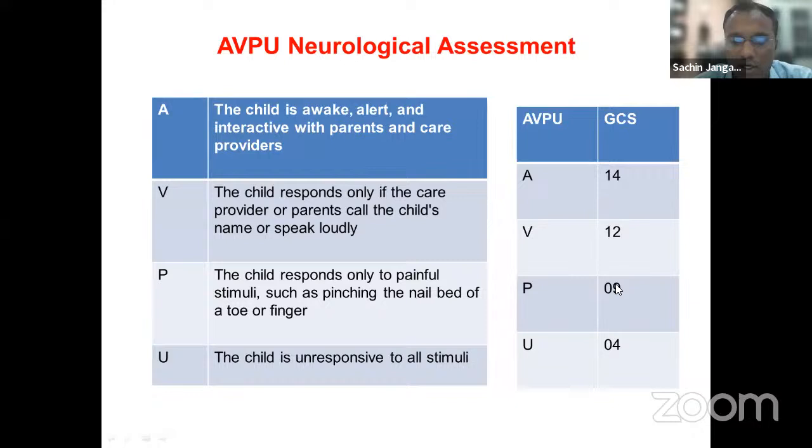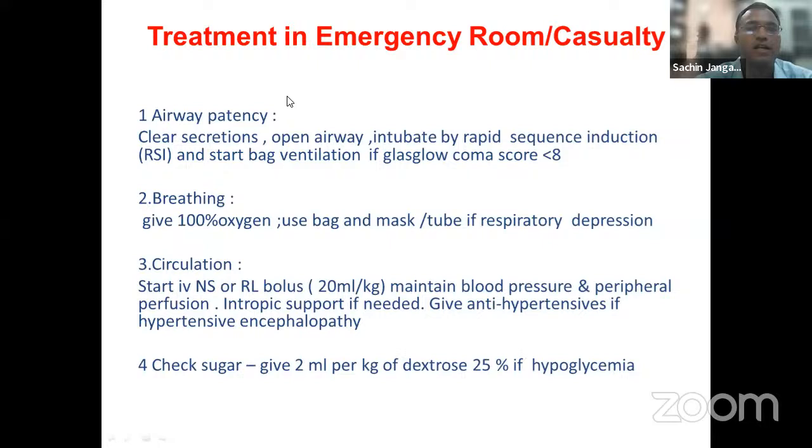So whenever any child comes in the emergency room, we have to check for the airway patency, clear the secretions, open the airway, and if GCS is below 8, as I said, the patient will require intubation with a rapid sequence induction. Again, check for the breathing. If the baby is hypoxic, give 100% oxygen. If apneic or respiratory depression is there, use bag and mask.